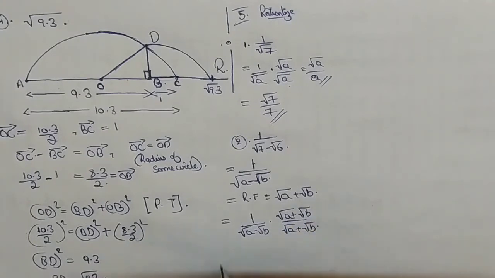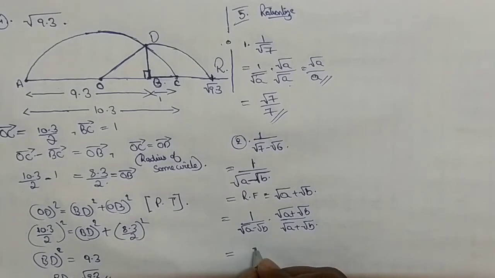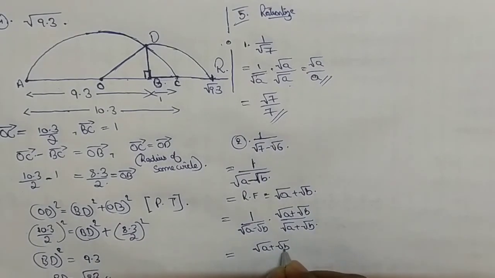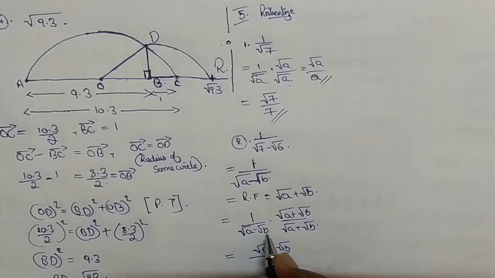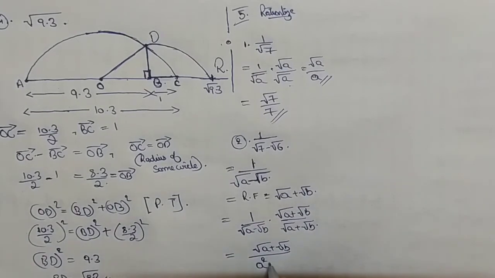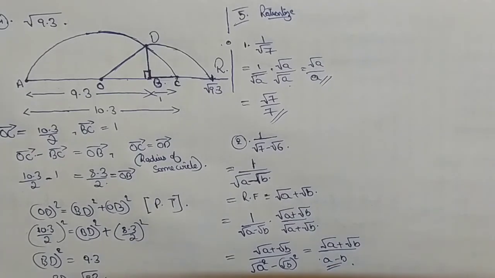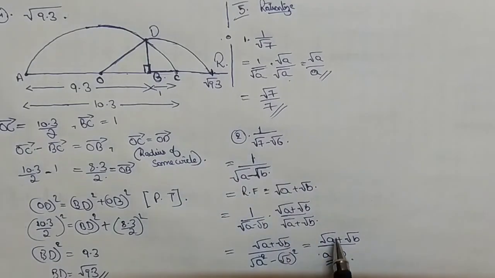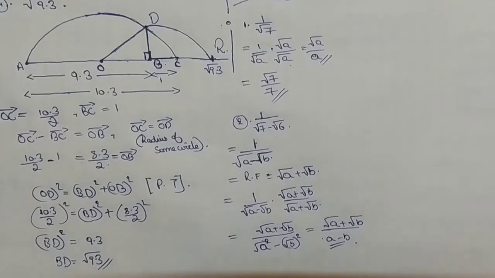Now after doing this, 1 into the numerator is nothing but root a plus root b. Denominator: a minus b, into a plus b, of the form a square minus b square. A square is root a square minus root b square, which you will get root a plus root b divided by a minus b. See, if you remember this formula, if the question is in this form, you can solve it dead easily.